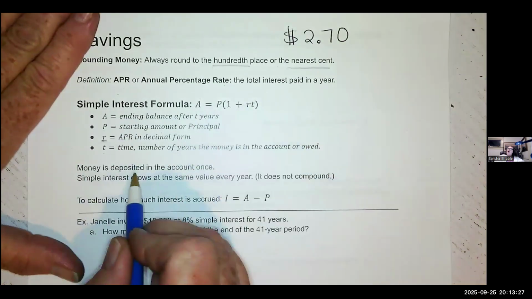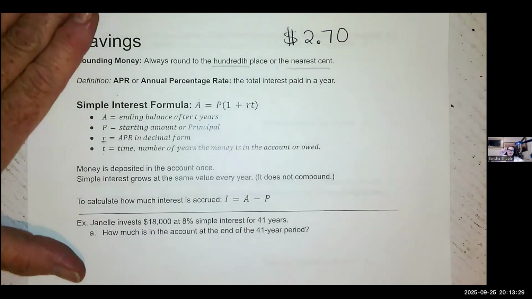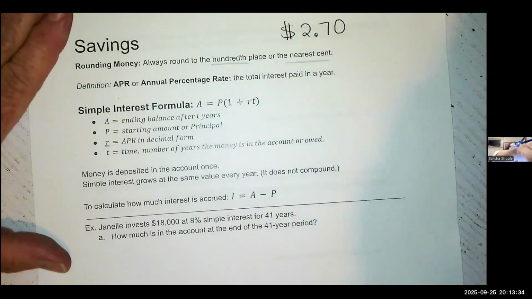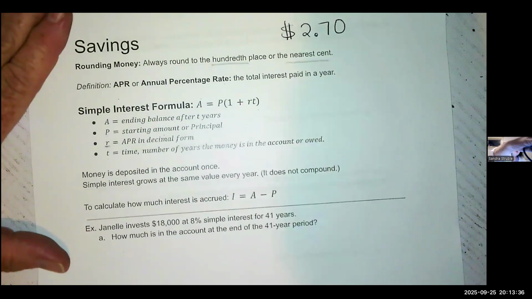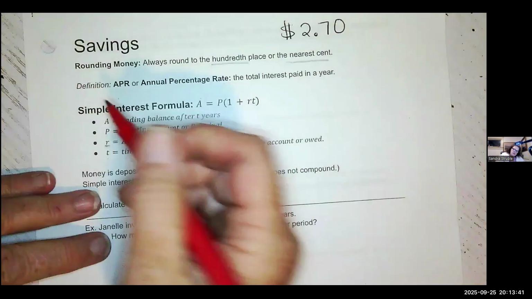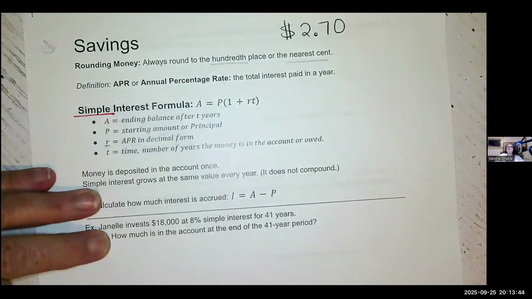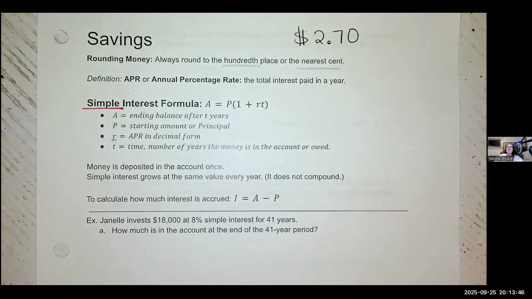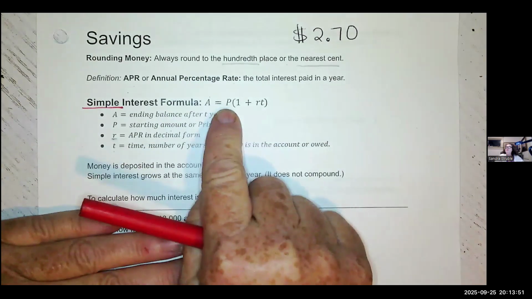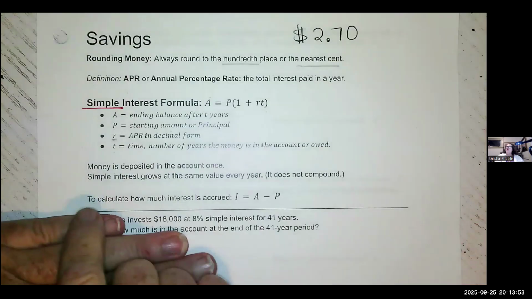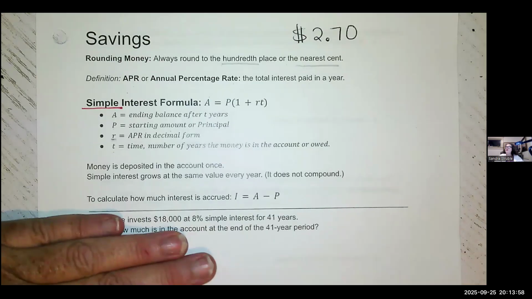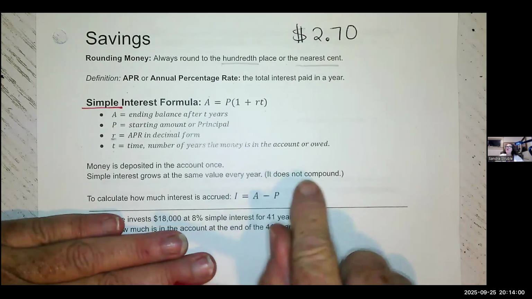All right. So let's talk about the simple interest formula. Money is deposited in the account only once. There's only going to be one of these on your exam, the simple interest formula. And all you need to know to make sure you're using the right formula is the word simple. So when you see the word simple in a problem, you already know this is the formula you're going to use. Simple interest grows at the same value every year. I'll show you an example of that in just a moment. It does not compound.